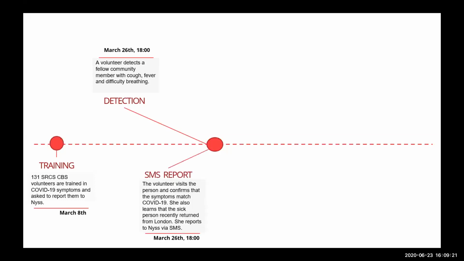She then visited the person, keeping social distance, that sort of thing, of course, and confirmed that the symptoms matched COVID-19. She also then learned that the sick person had recently returned from London, which was a hotspot at the time, so that added to her suspicion. So she reported it to NIS via SMS at 6 p.m.